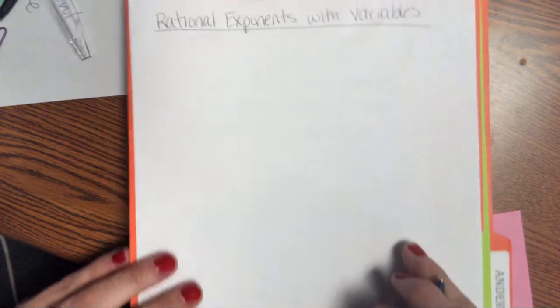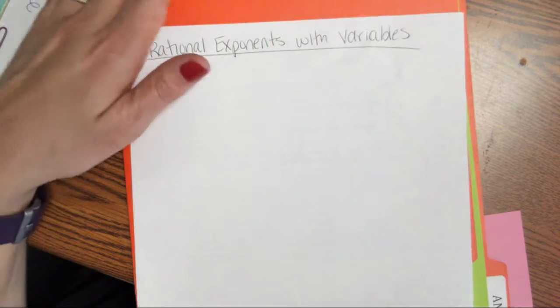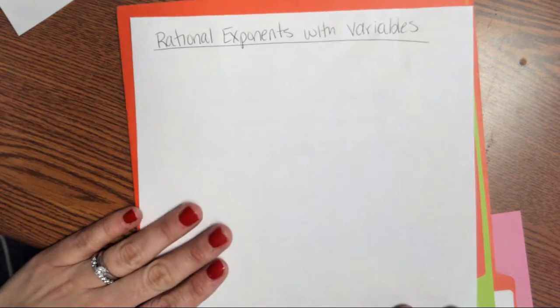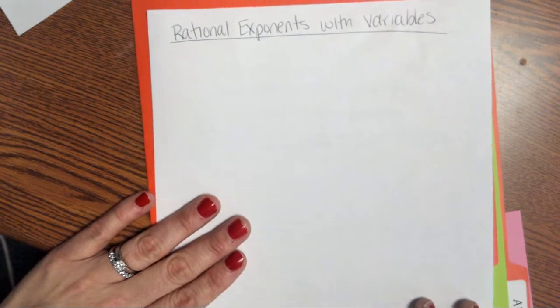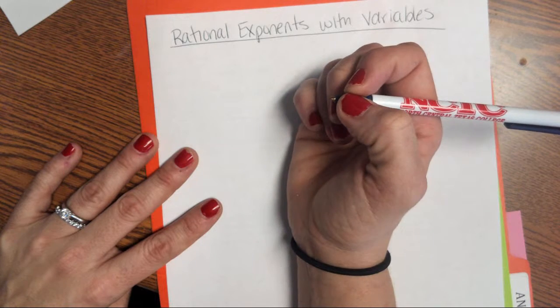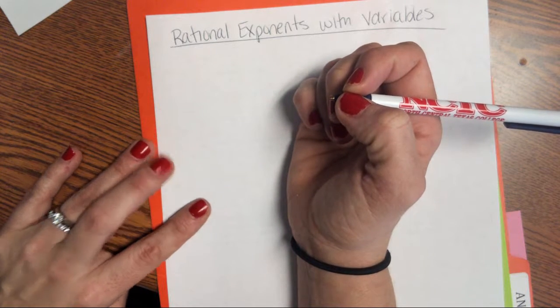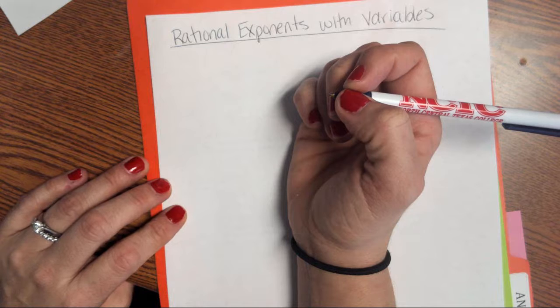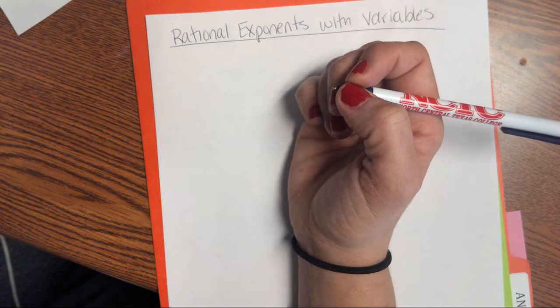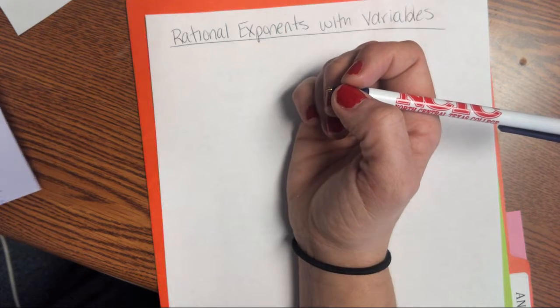Okay, we just finished watching some videos and doing some practice problems on rational exponents with numbers. That means a number that has a fraction exponent. Now we're going to talk about what happens when there are variables. So we're going to have to apply some of our exponent properties to this. You'll have to remember how to do power of a power and things like that. So we'll review that along with our examples.